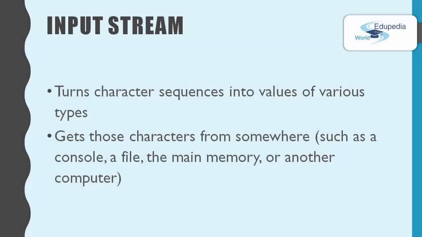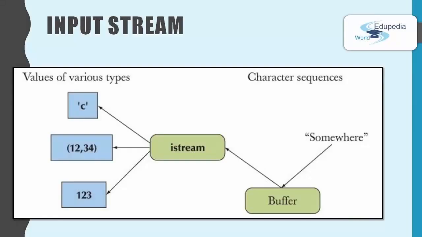Now let's move on to the input stream. An input stream also turns character sequences into values of various types, and gets those characters from somewhere else, such as the console, a file, the memory, or another computer. This time, rather than sending, it is getting the characters. We can represent an input stream graphically like this. It is the same as the previous illustration for the output stream. The difference is the direction of the arrows.